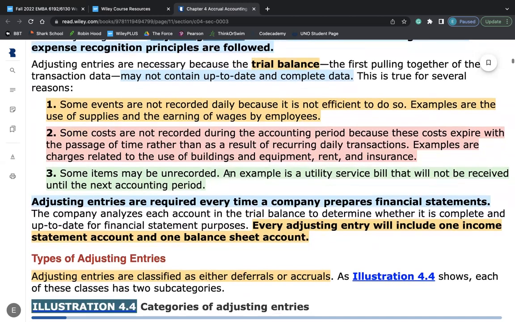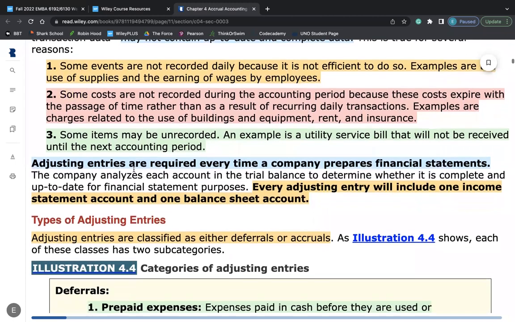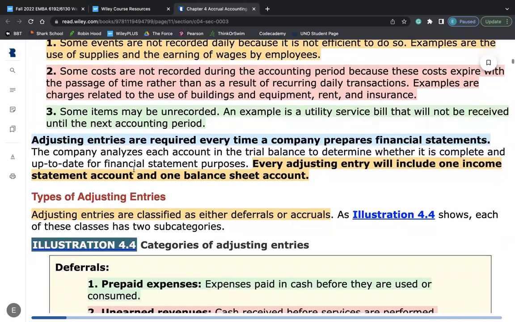Some items may be unrecorded. An example is a utility service bill that will not be received until the next accounting period. Adjusting entries are required every time a company prepares financial statements. The company analyzes each account in the trial balance to determine whether it is complete and up to date for financial statement purposes. Every adjusting entry will include one income statement and one balance sheet account.